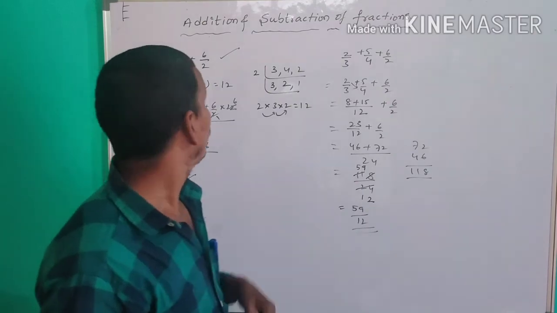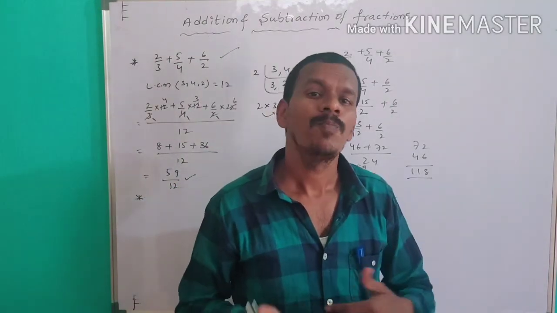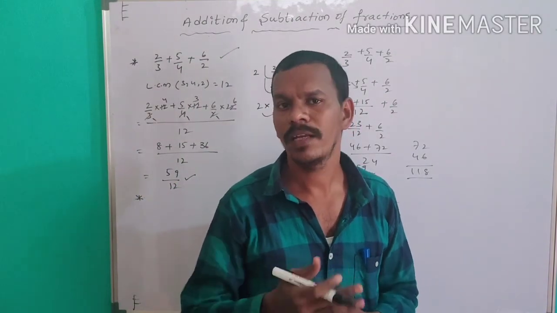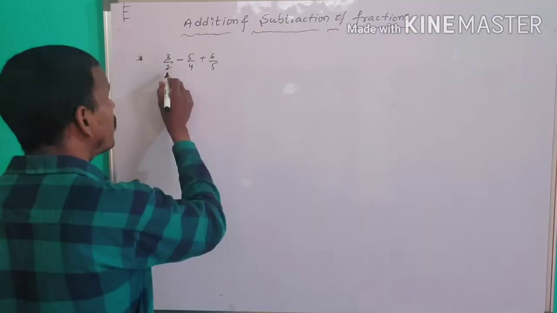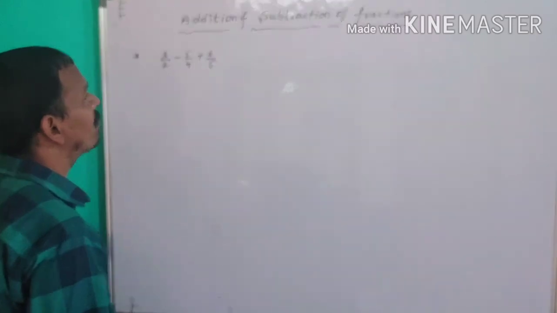Now, if any three fractions with addition and subtraction are given, how can we find the solution? Now, we will learn that. This also, we can follow the LCM method. It is better to solve.